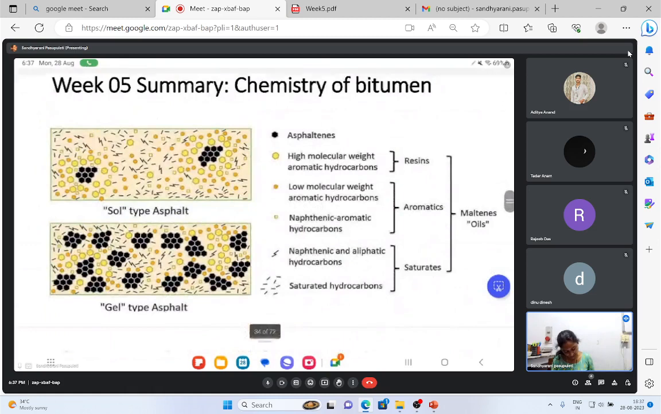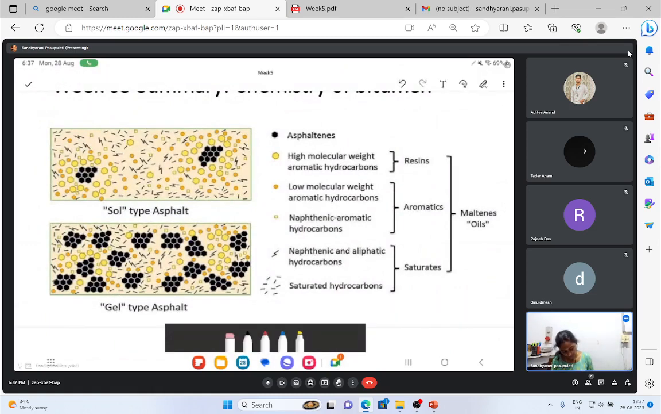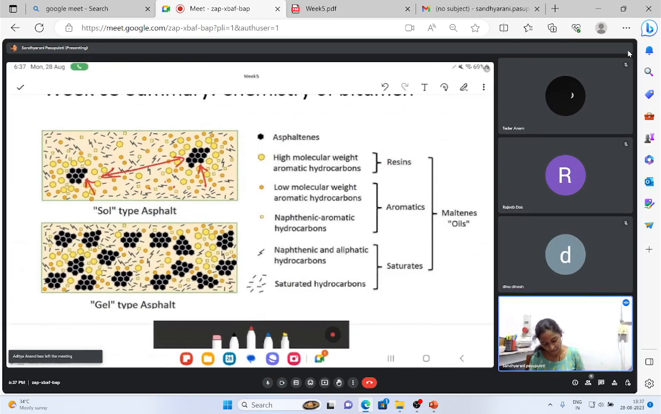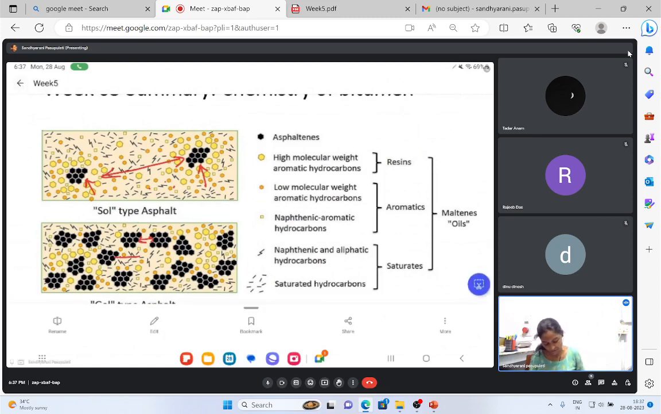If you can see here, in the solution type, what happens? One set of asphaltenes is here, another set of asphaltenes is here. These two sets of asphaltenes are separated by these other colors, which are nothing but the maltenes. Let us say you don't have sufficient maltenes for these asphaltenes to separate. Then what happens? All the asphaltenes will come close to each other and form the gel type of structure.